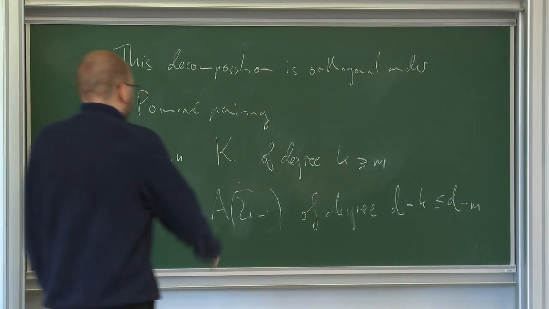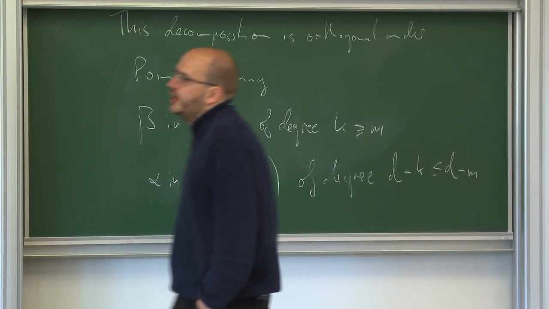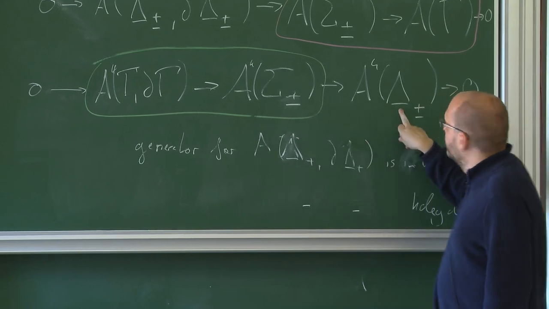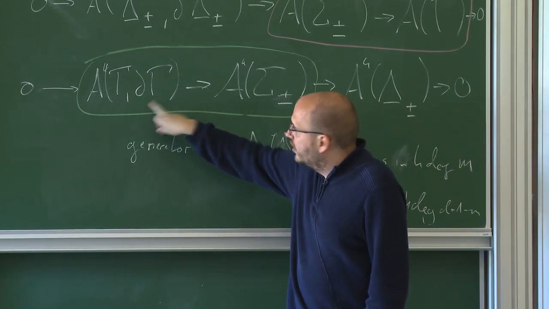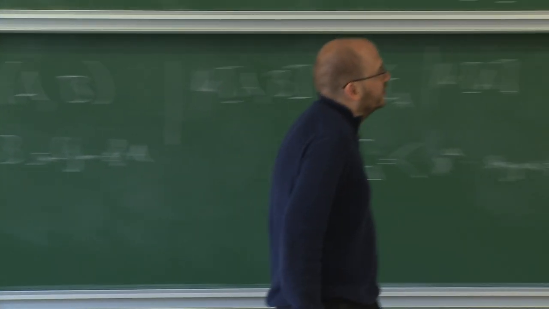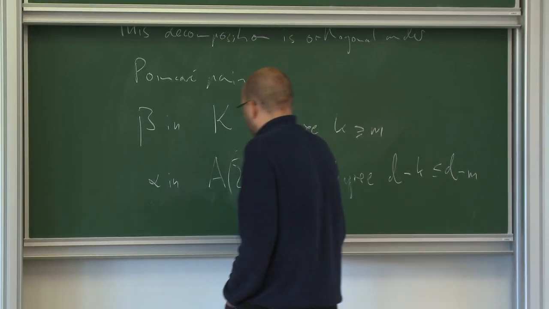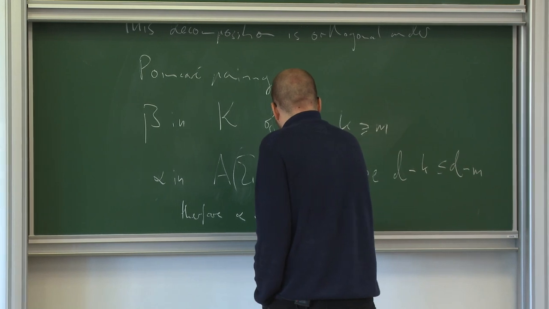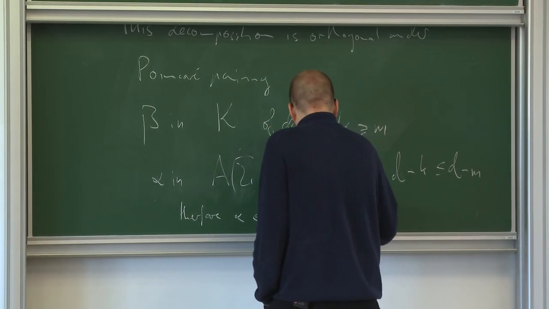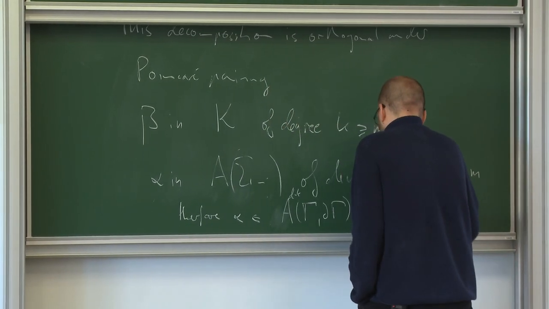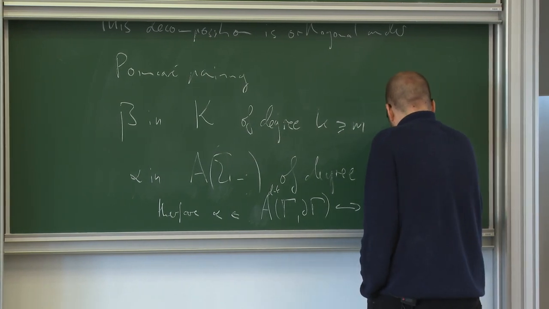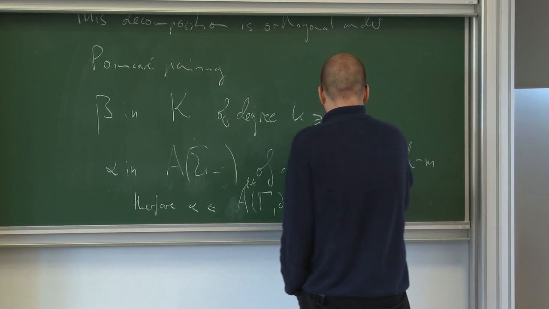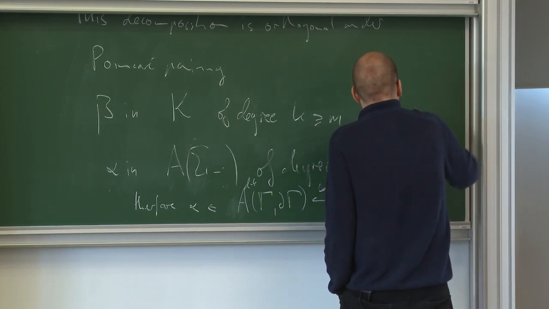And now what I do is, okay, so in this degree, I can look once again at this part of the exact sequence. This part vanishes in sigma minus. Therefore, this part is an isomorphism, right? So this is something that we already had discussed before. Therefore, alpha is in the image of the inclusion of gamma, boundary gamma, in degree d minus k to A sigma minus in degree d minus k, because in these degrees I have an isomorphism, right? All right, so this is an isomorphism in degree d minus k.